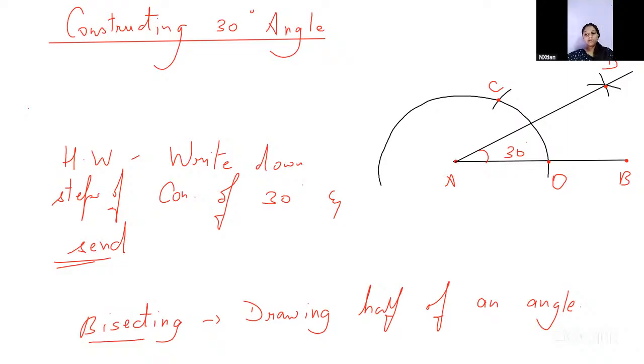Have you all done making the 30 degree angle or no? Yes, ma'am, I'm done. Yes, ma'am. Done. Okay, very good.